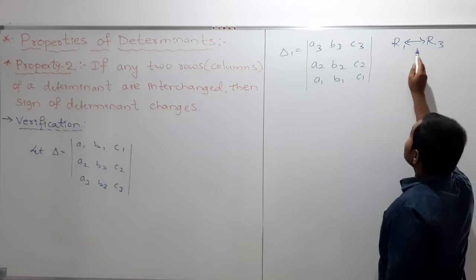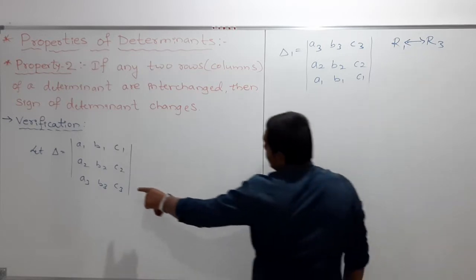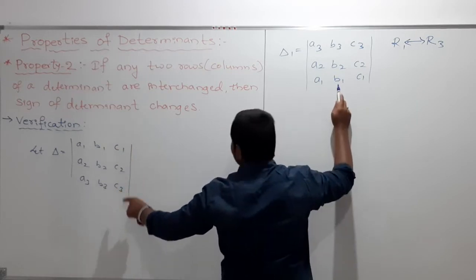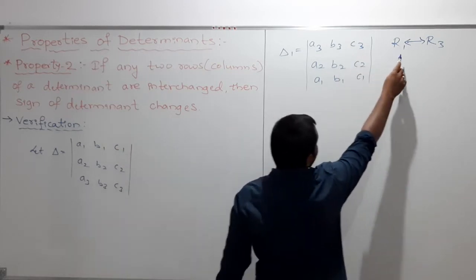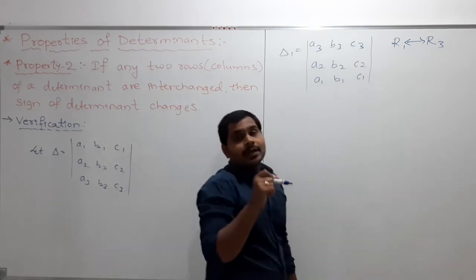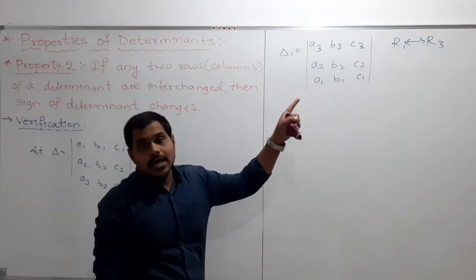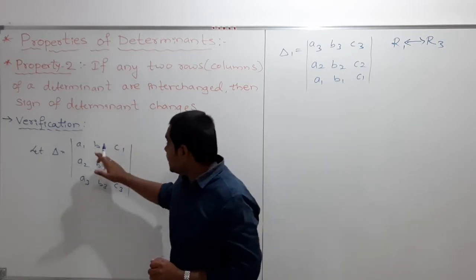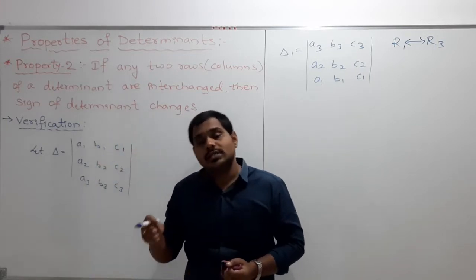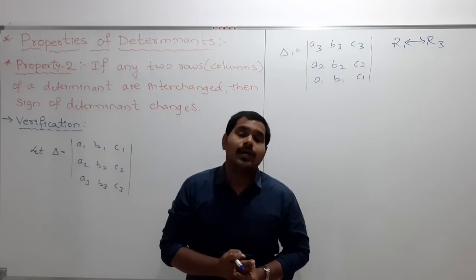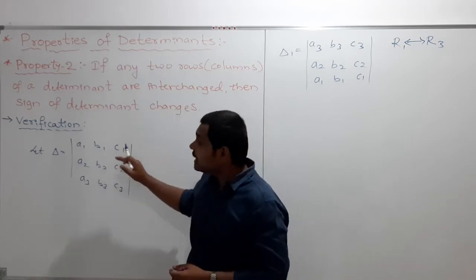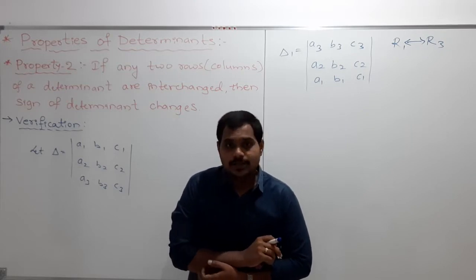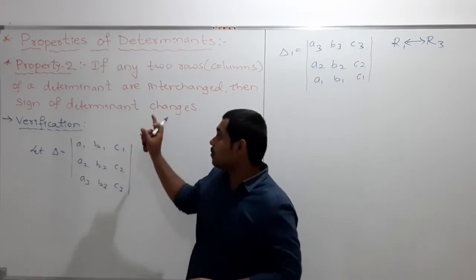Clear? It means that whatever elements are in place of row 1, I am writing here, and these elements I am writing in this place. In notation, symbolically we write R1 interchanged with R3. Now the meaning is, for any determinant, if you interchange any two rows or any two columns, then the sign of the determinant changes. Clear? That is the property.